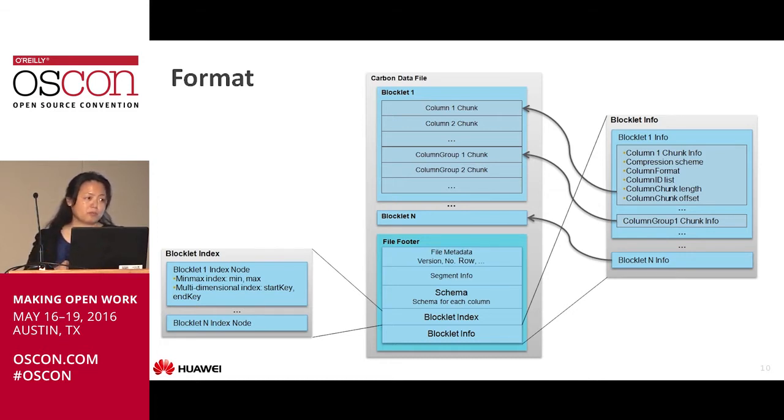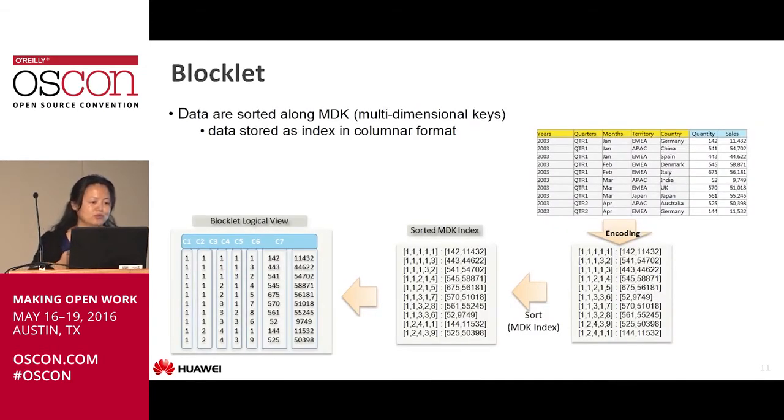We also store blocklet level metadata information. For instance, we have the compression scheme of this blocklet, column chunk length, and column chunk offset, which is a pointer to the column chunk to speed up the scan. So let's deep dive into a blocklet, and how data is laid out in a blocklet.